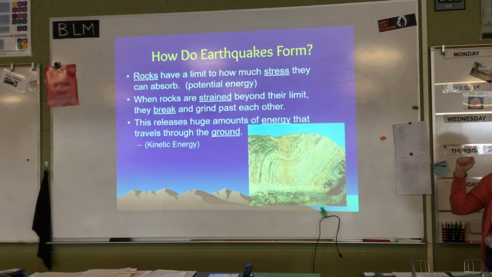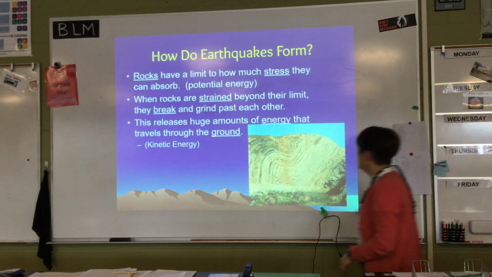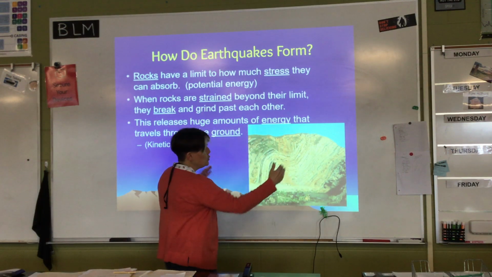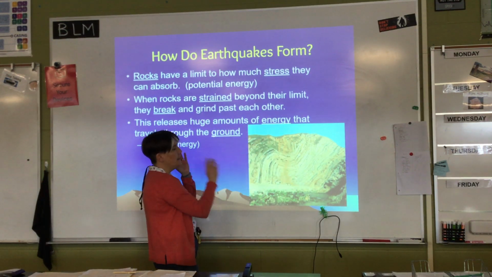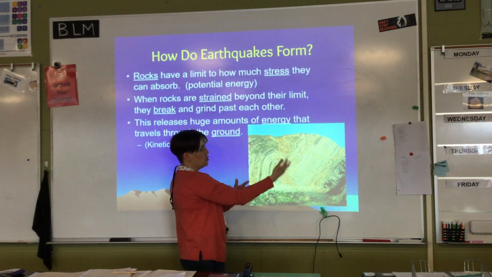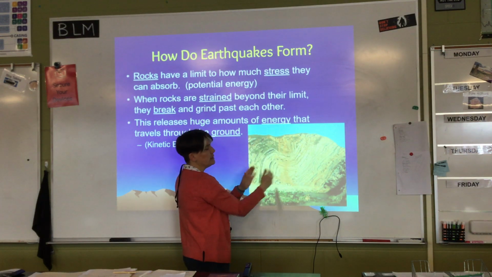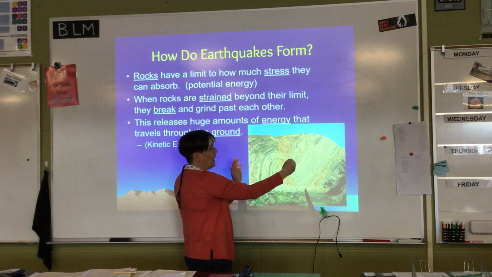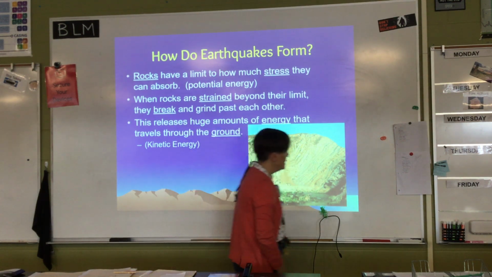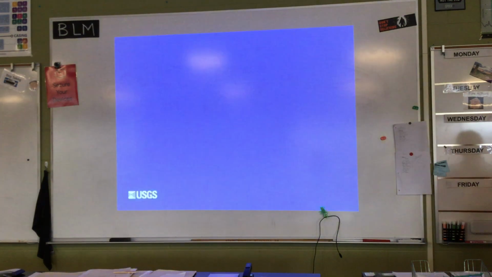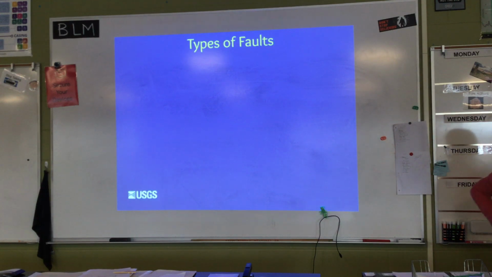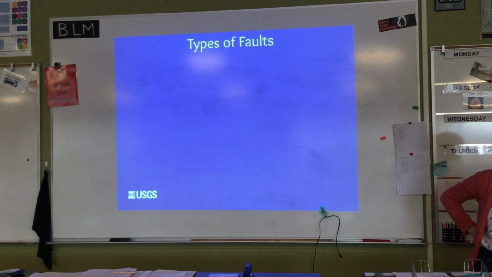Okay. This is just a picture showing the layers of the rock, and if you compress them for a long amount of time, they will bend and distort, but in that time period, imagine if there's areas of weakness, you're going to get a little break or a fracture and a rumble. That's going to be an earthquake. All right. Let's look at the different types of faults that can happen.